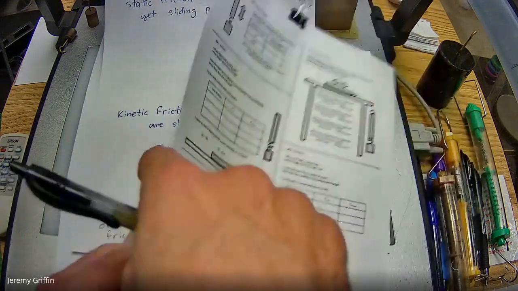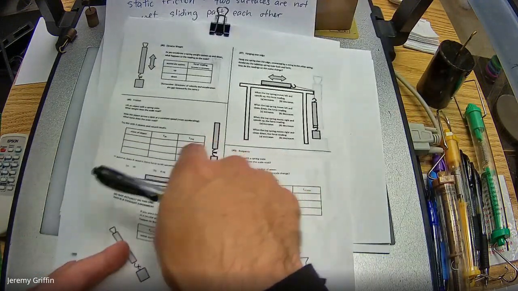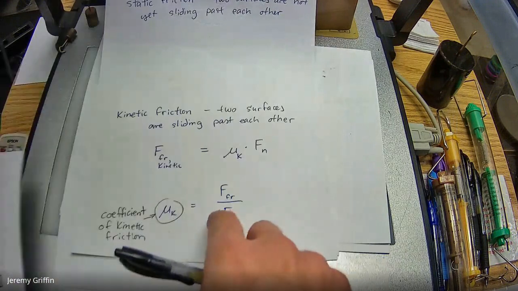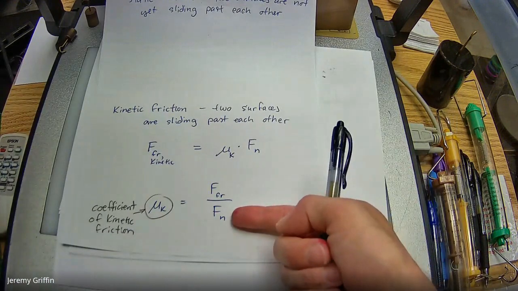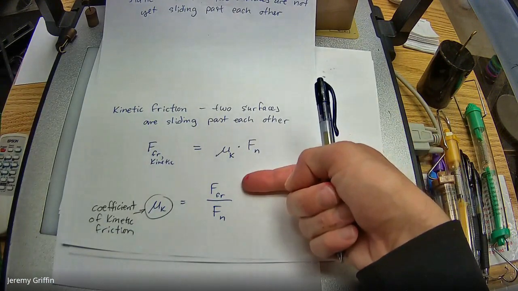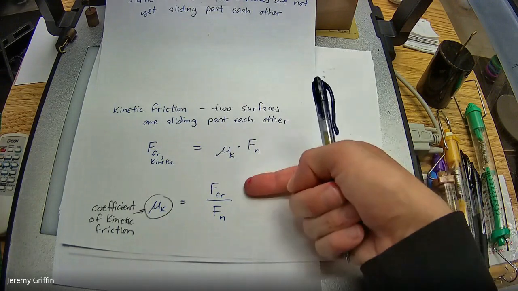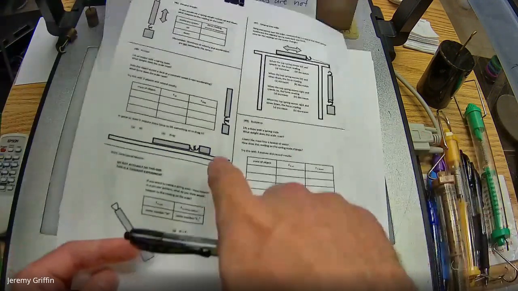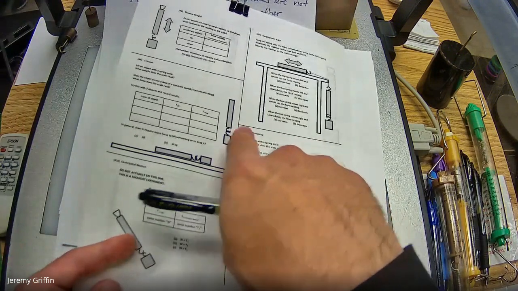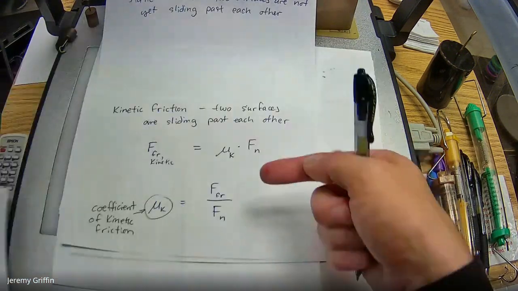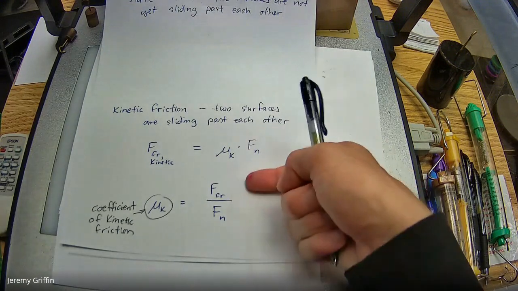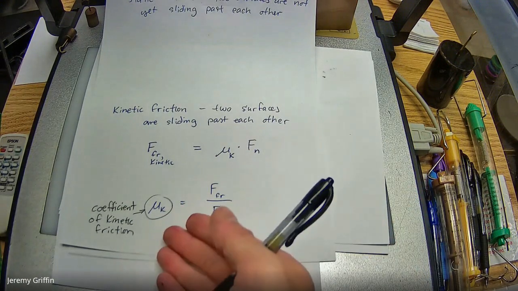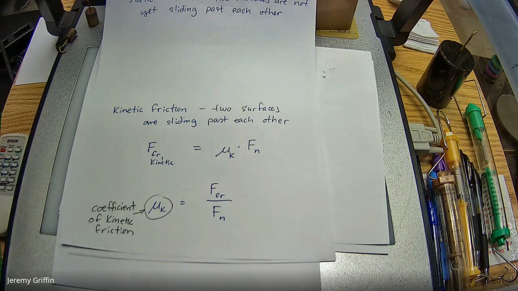What if you lifted something that was 20 newtons and it took 10 newtons to drag it? 10 over 20 is a half. Or what if you lifted something that was 4 newtons and it took 2 newtons to drag it? 2 over 4. So you should have gotten a pretty similar ratio over and over again.